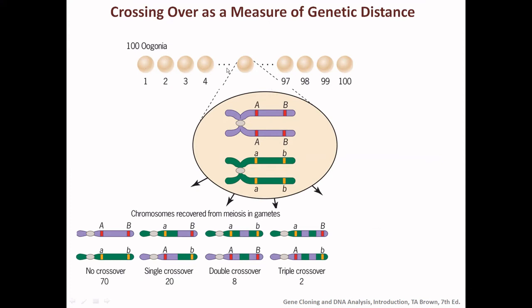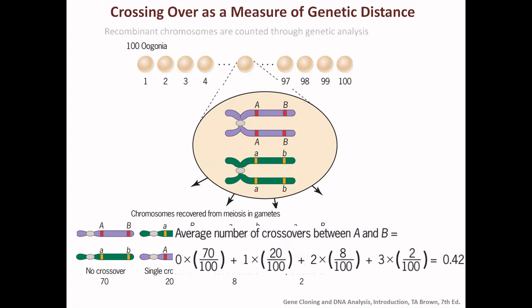So this is an oogonia, there are 100 eggs. In these 100 eggs, we can see that non-crossover eggs are 70, single crossover are 20, double crossover are 8, triple crossovers are 2. So we can calculate the distance between A and B as 0 into 70 by 100, non-crossover 0, because it is non-crossover, plus 1 into 20 by 100, 2 into 8 by 100, 3 into 2 by 100, equal to 0.42. So the distance between the gene A and B, or the allele A and B, is 42 centimorgans or recombination frequency 0.42.